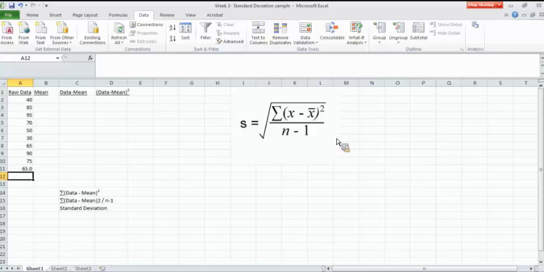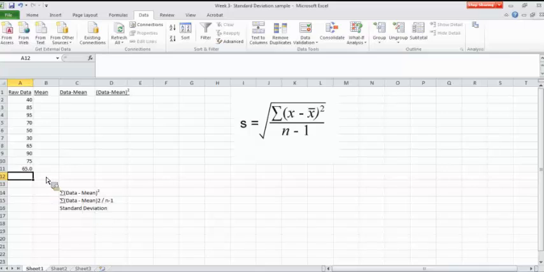So what I have here is an Excel spreadsheet that I put together that has a column for the raw data, which would be whatever our data was from our study, the mean, the data minus the mean, which is this portion under here, the data minus the mean squared, which is this whole piece, and then we're going to go down and calculate the sum of the data minus mean squared, the sum of the data minus mean squared divided by n minus 1, and then we're going to calculate the standard deviation from that.